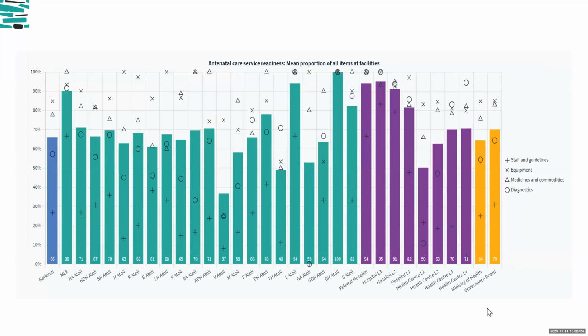I think even this, we also aggregated the data to know where our gaps were. For example, even in antenatal care services, we noted that although we have the diagnostic equipment, and we may have the other equipment and medications, we found that the staff and the required guidelines were not available. So this is again a very important analysis for further decision making.